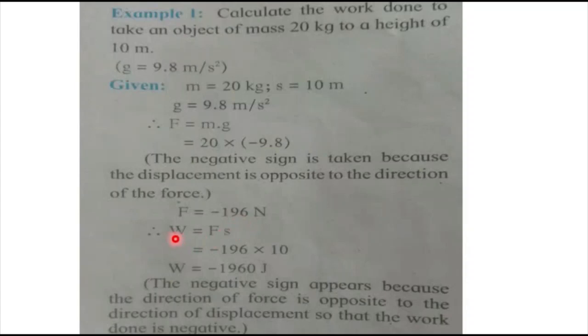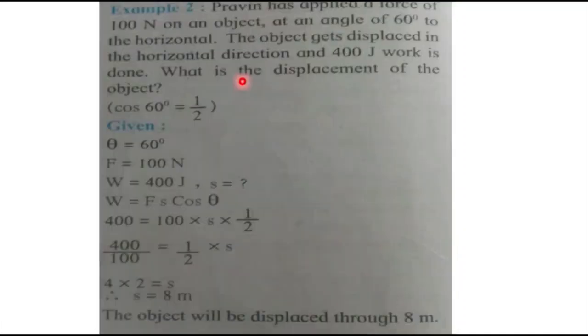Now work due to gravity is equal to force into displacement. Substituting the values of force and displacement, we get W is equal to minus 196 into 10. Therefore, work done is minus 1960 joule. The negative sign appears because the direction of force is opposite to the direction of displacement, so that the work done is negative.